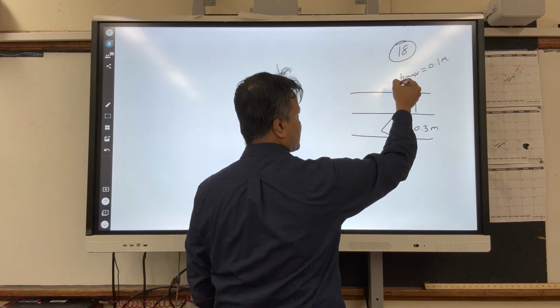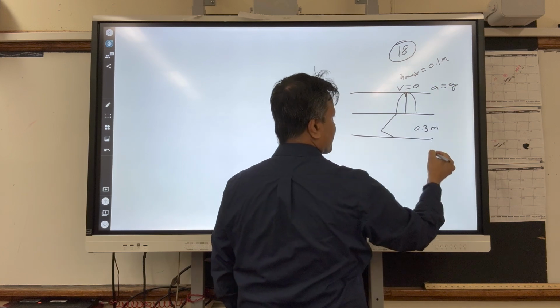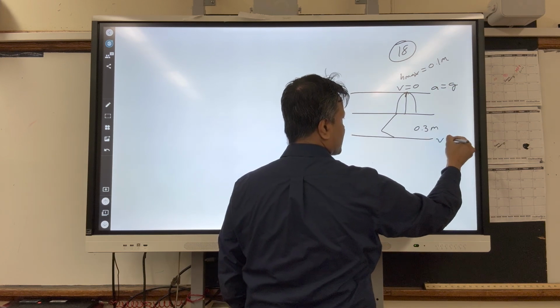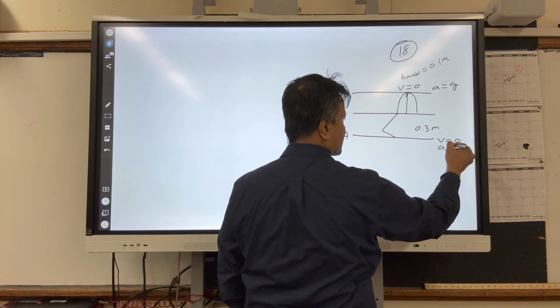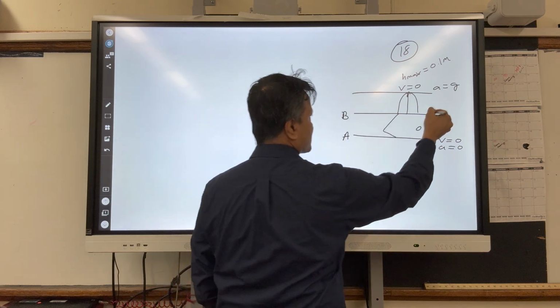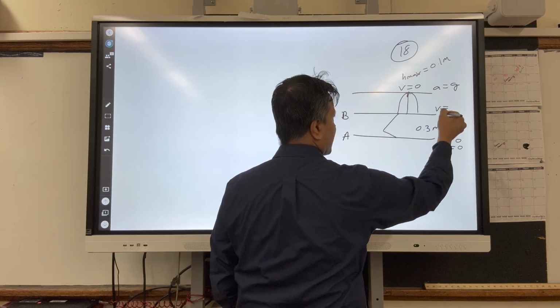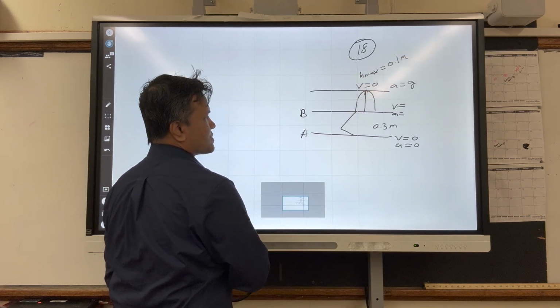Okay, at max height the velocity is 0. Acceleration is g. Right here velocity is 0 at location A. Acceleration is 0 at location B, where the velocity we are trying to find. Acceleration we are also trying to find. Okay, so this is the problem.